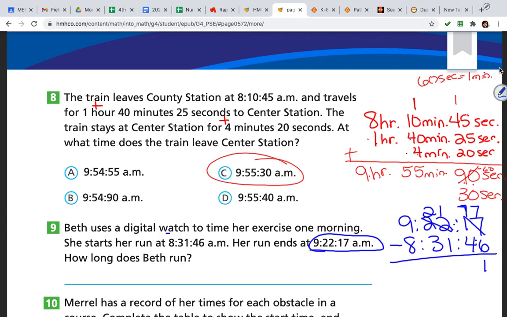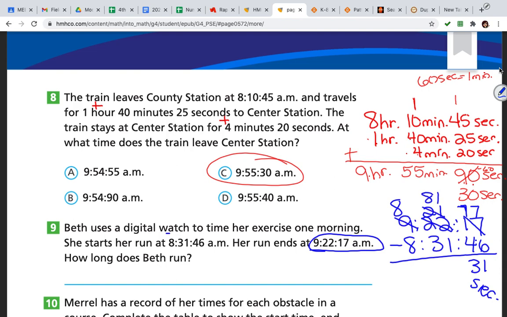7 take away 6 is 1. 7 take away 4 is 3. So we have 31 seconds. Then 21 take away 31. I can't do that. So I'm going to borrow from the hour. So we take away 1 hour. We add 60 minutes. 60 plus 21 is 81.